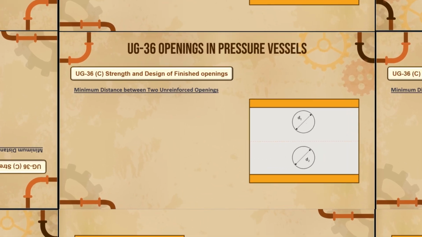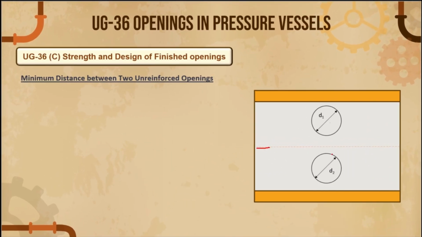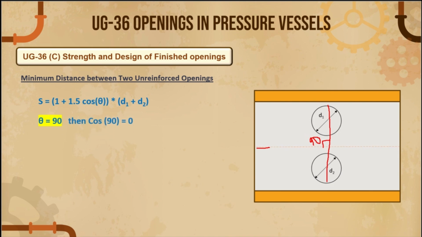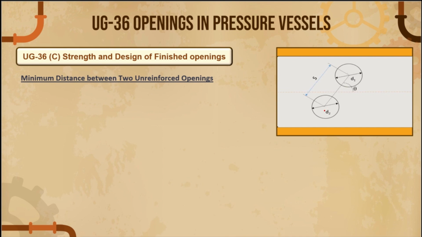So let's see another example. What is theta in this condition, guys? This is the longitudinal plane and this is the axis of your two openings. If you see here, theta is 90 degrees. Okay, so let's apply 90 degrees in the formula. S = (1 + 1.5 cos θ)(d1 + d2). In the cos theta place, we apply theta = 90 degrees. Then cos 90 = 0. So if you apply the same thing, you will get S = d1 + d2. Okay, so this is the minimum distance between two unreinforced openings when theta is equal to 90 degrees, guys. I hope you got these two examples. So if you find openings like these, you need to first calculate theta, then substitute in this formula, and you will get the minimum distance between two unreinforced openings. Let's go to the next point.